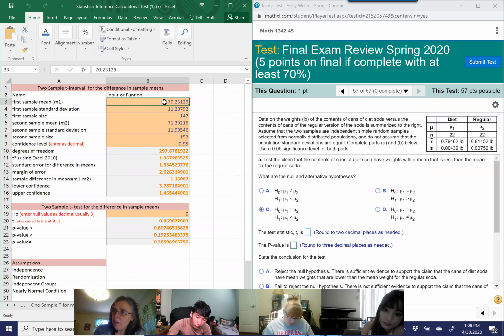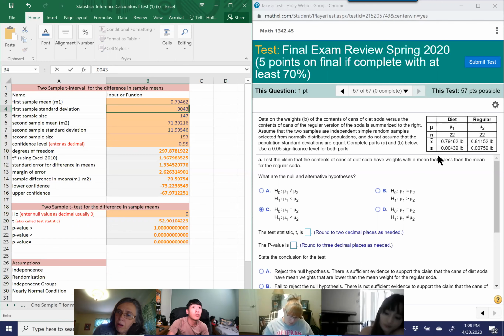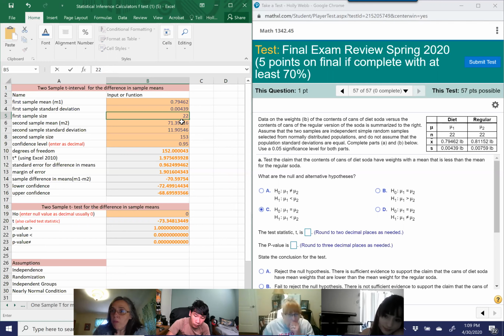So that's the diet soda. The sample mean is 0.79462 for diet soda. The sample standard deviation for diet soda is 0.00439. The sample size is 22. Y'all see where I'm getting these numbers from the table? Nick, you see it? Okay.